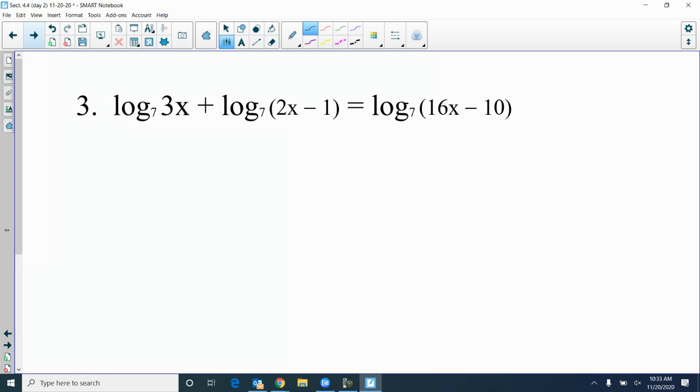All right, log base 7. Now, you need to look at each term. Each term has log base 7. Like in the previous set, where you had one term that was just a constant, it's a little bit different how you handle those problems.